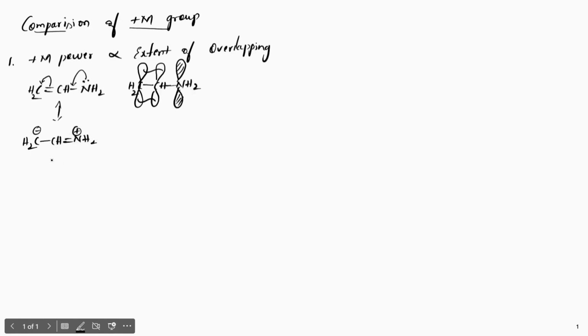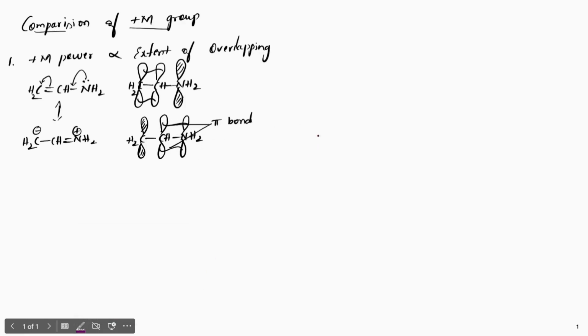The positive charge will be on nitrogen. So this can also be written as CH2 minus single bond CH single bond NH2. Again, the p orbitals of carbon and nitrogen overlap to form a pi bond. Here, the more comparable the size of the orbitals, the greater the extent of overlapping.